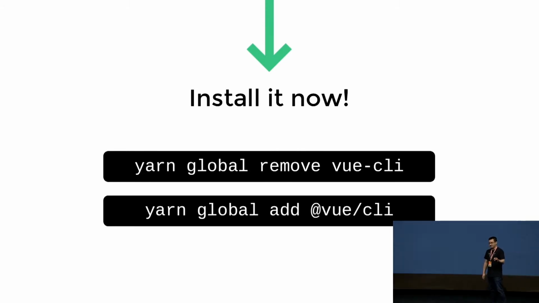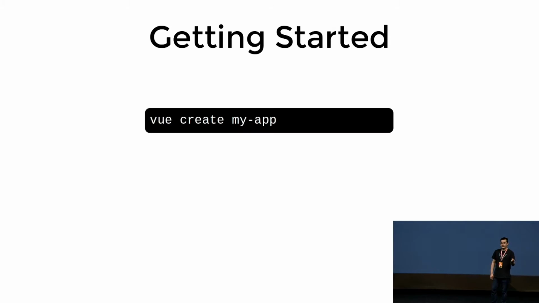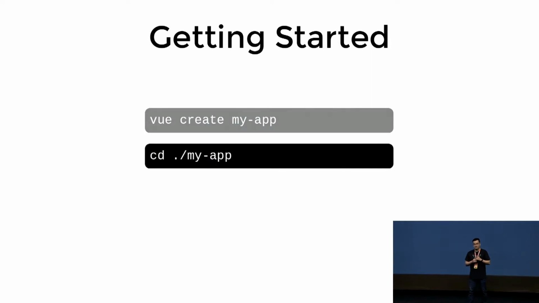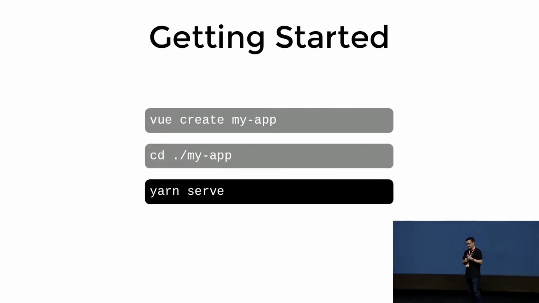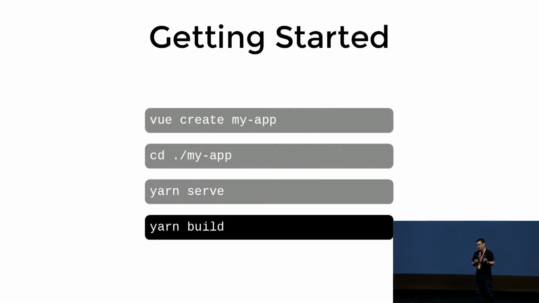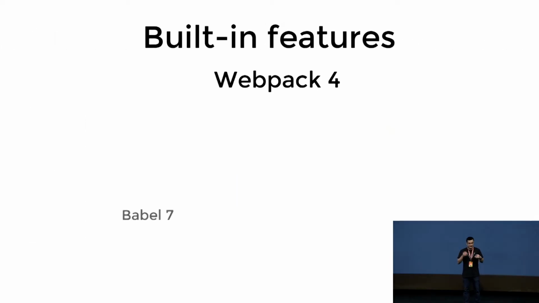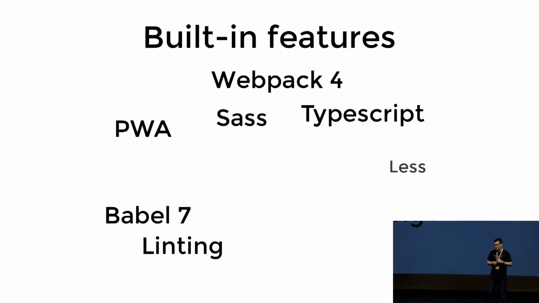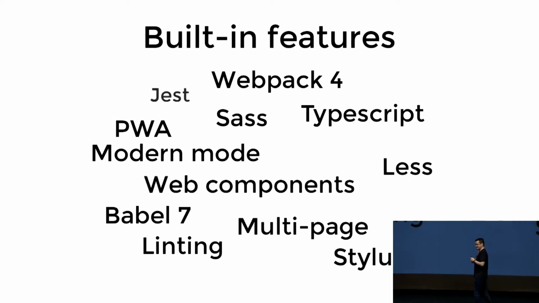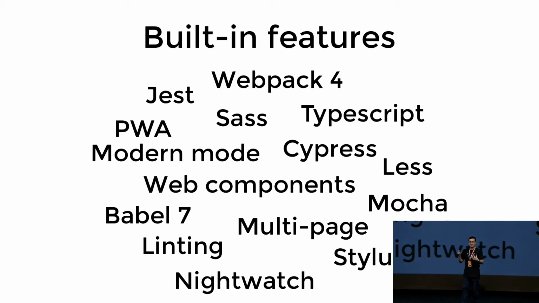How you use it is you use the vue create command to create a new Vue CLI 3 project. You give it a name, you go to this new project, and you can use Webpack to serve your project in development mode, and you can obviously build it in production mode as well. It has a lot of built-in features, like all of those. All of this is built in and ready to use. And the best thing about it is that you don't need to configure anything.